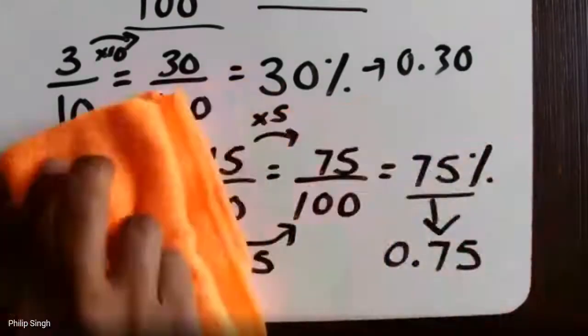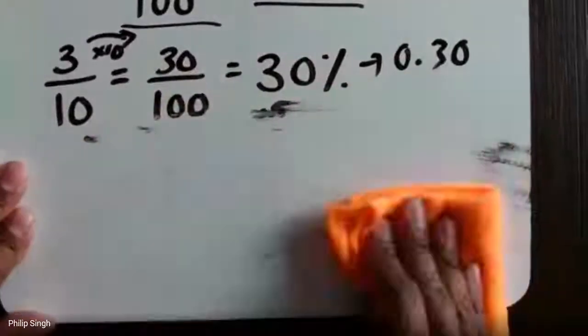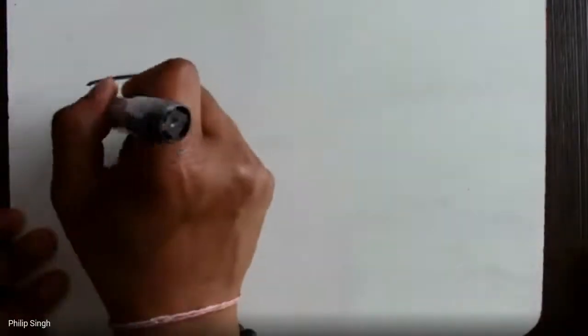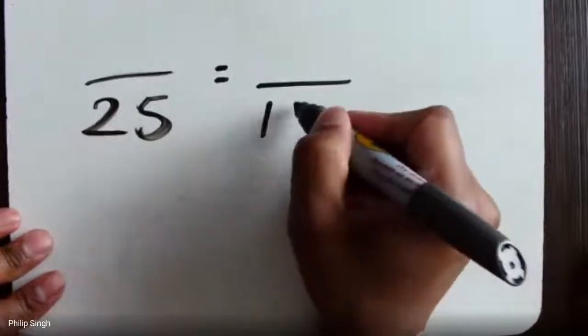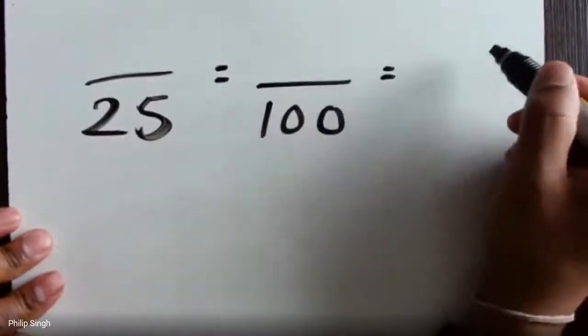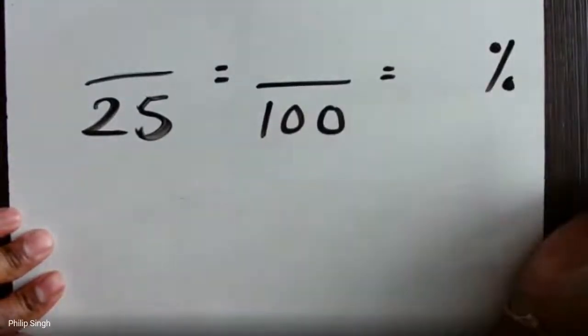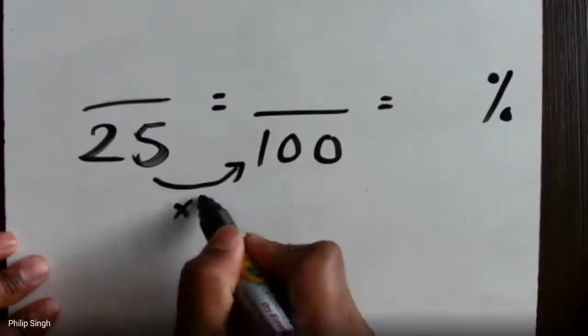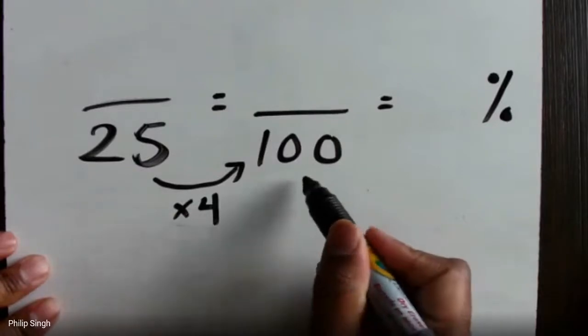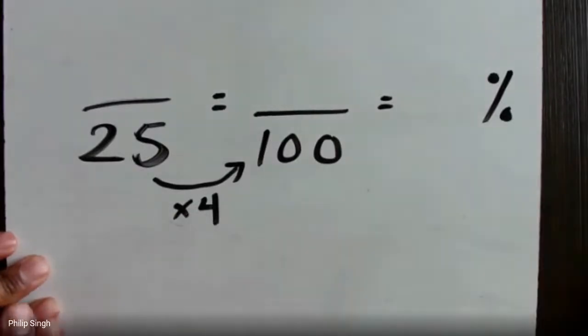So just to recap that really quickly, whatever fraction you have, and in grade 6, the fractions that you're dealing with can be turned into 100. So if I had 25, I know that 25 is compatible with 100, and I know that I can make that into a percent. So I'm going to multiply 25 by 4 to get it to be out of 100, and then my percentage.